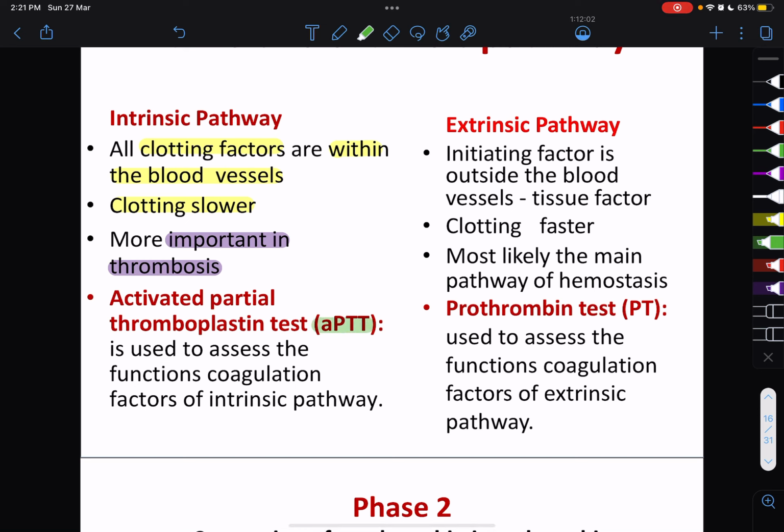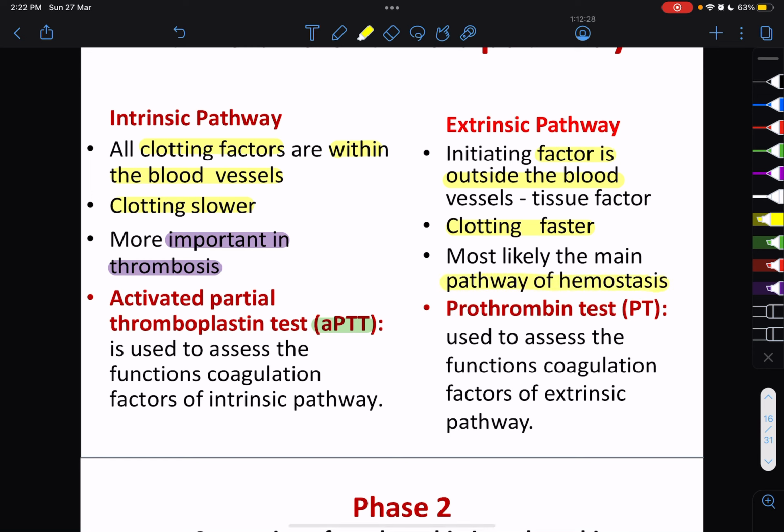Extrinsic pathway. Look at the characteristics of the extrinsic pathway. Very easy. The blood has to go out, or the tissue factor has to come into the blood. Yes or no? Yes. Okay? Last, clotting is faster or quicker. Yes, because it's only 2 steps in the pathway. It's quick, isn't it? And it is the main pathway, normally, which is happening in all of us.